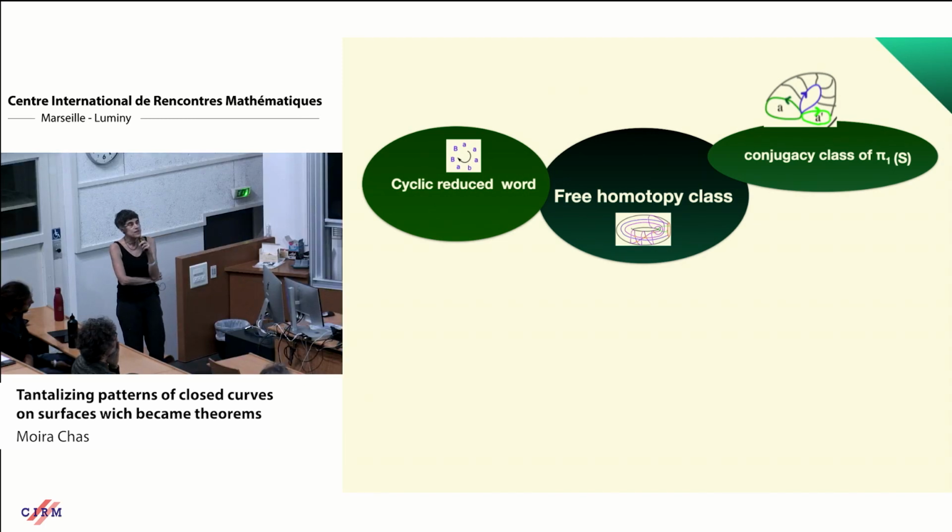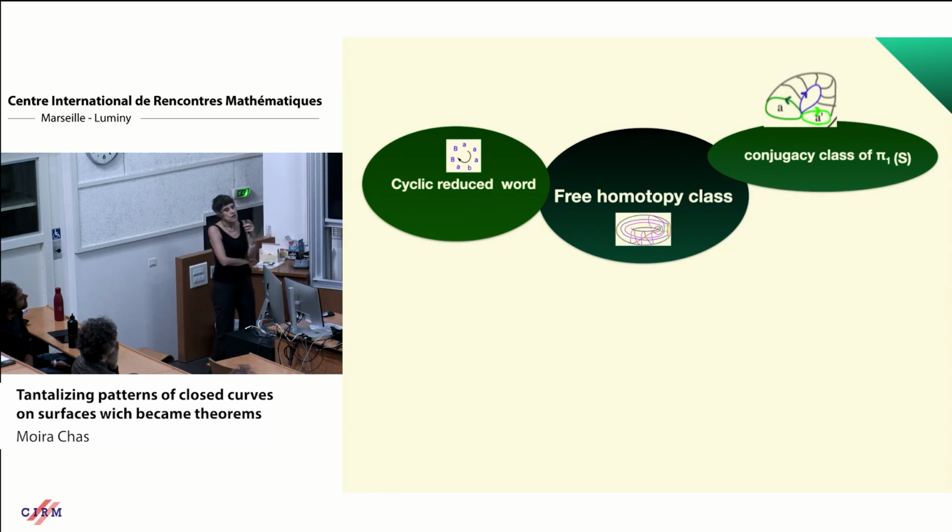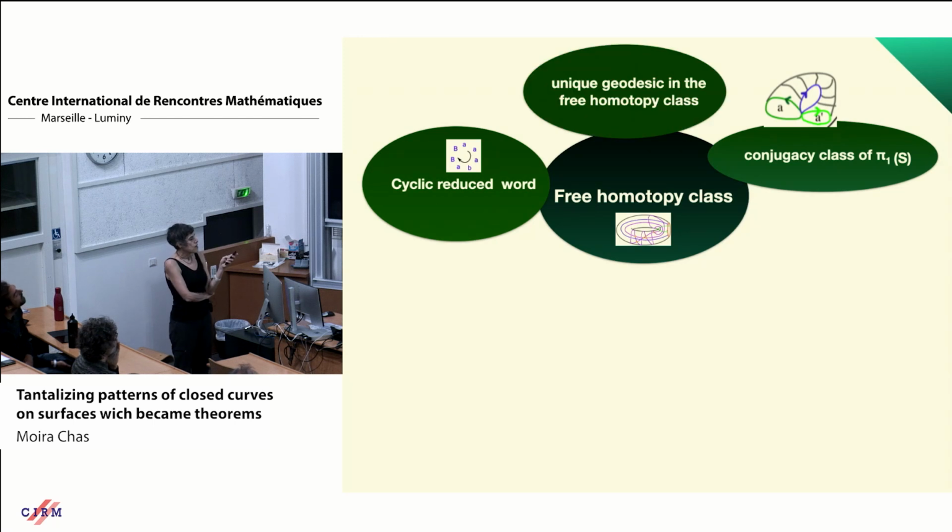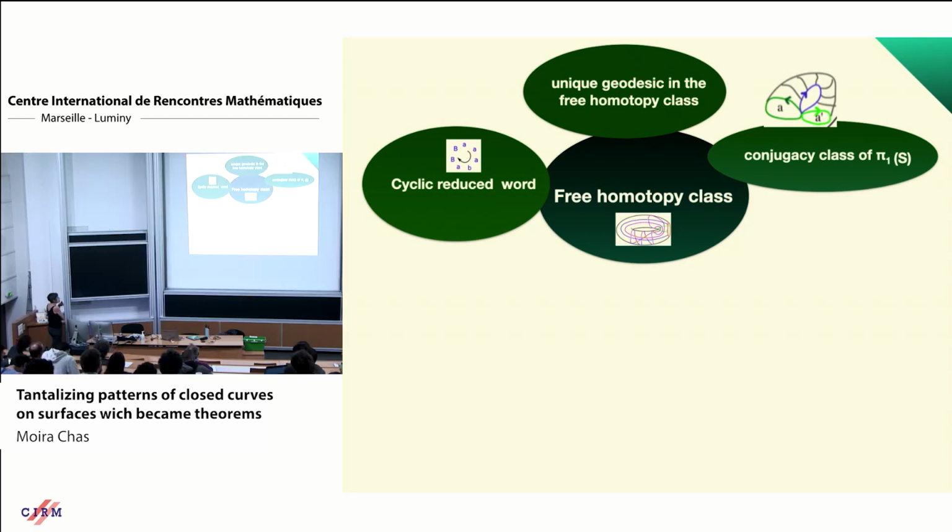And my surface, in my two examples from now on, will always have boundary. So we have a one-to-one correspondence between free homotopy classes and cyclic reduced words. You can work around that, but if you want this nice one-to-one correspondence, you need that. And as we also saw a few times, we have a unique geodesic in the free homotopy class.